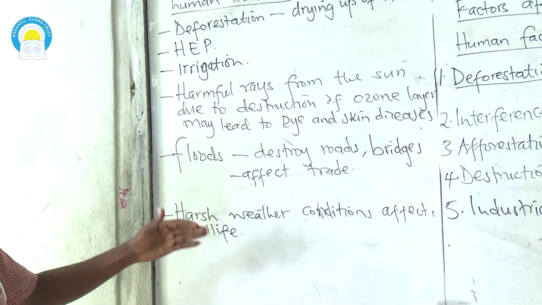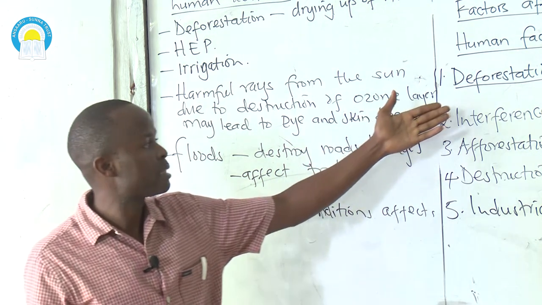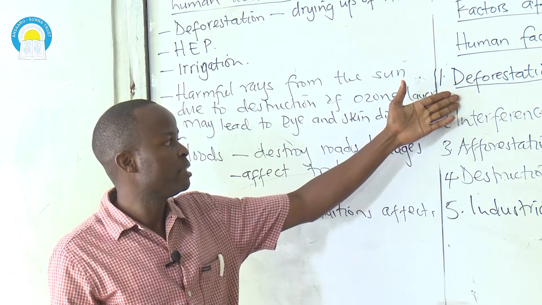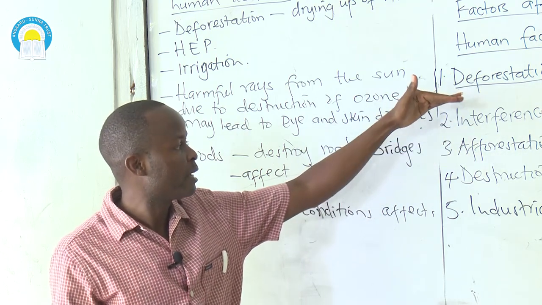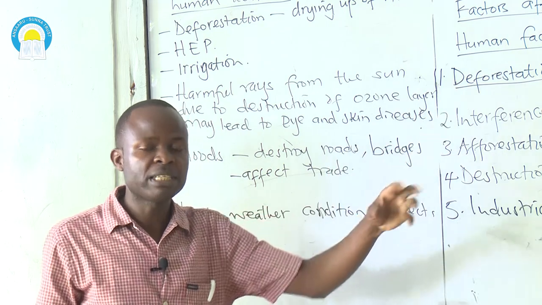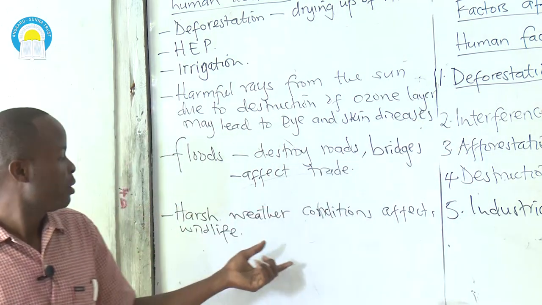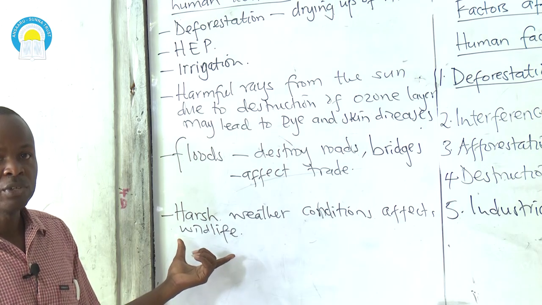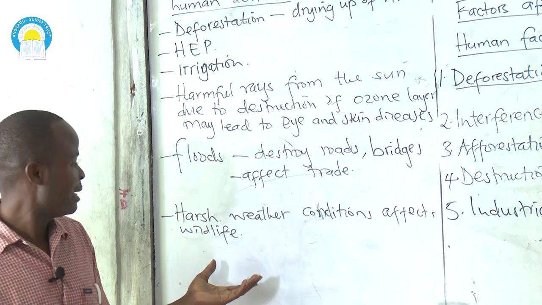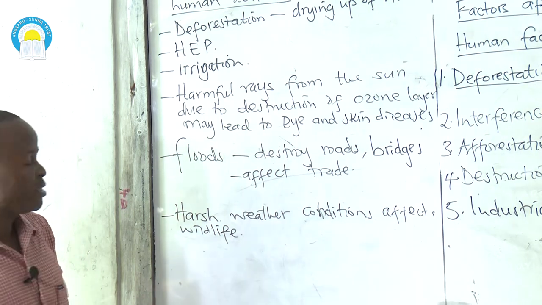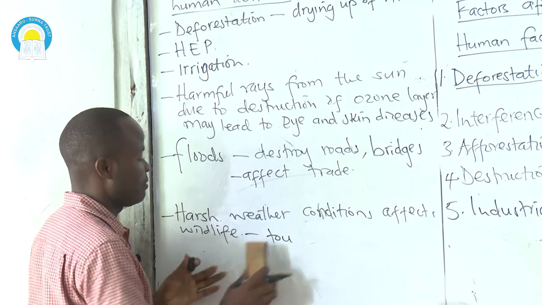For example, most wild animals have their natural habitat in these forests. So when these forests are destroyed, eventually the climatic condition of that area will automatically change. And when it changes, these wild animals will also escape. They will run away, some will suffocate and die, and this will affect the tourism sector.